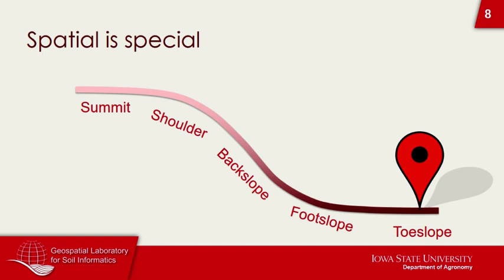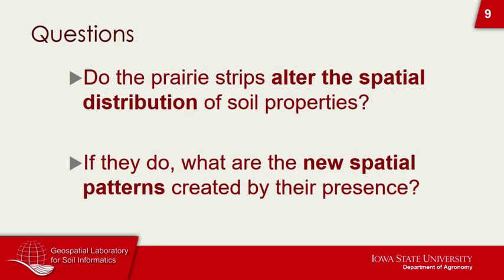Also, there's a foot slope, and there's a summit. Those locations also have specific processes that are associated with them. My questions follow that line of logic. Do prairie strips alter the spatial distribution of soil properties? And if they do, what are the new spatial patterns created by their presence? That's what I'll be going into today.